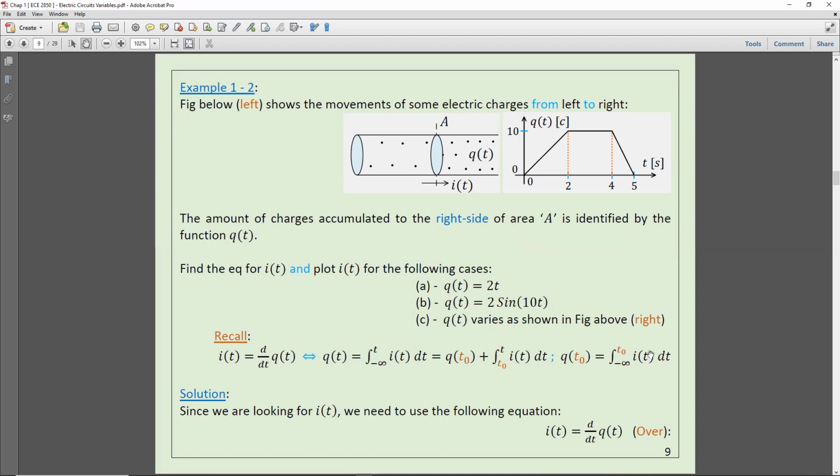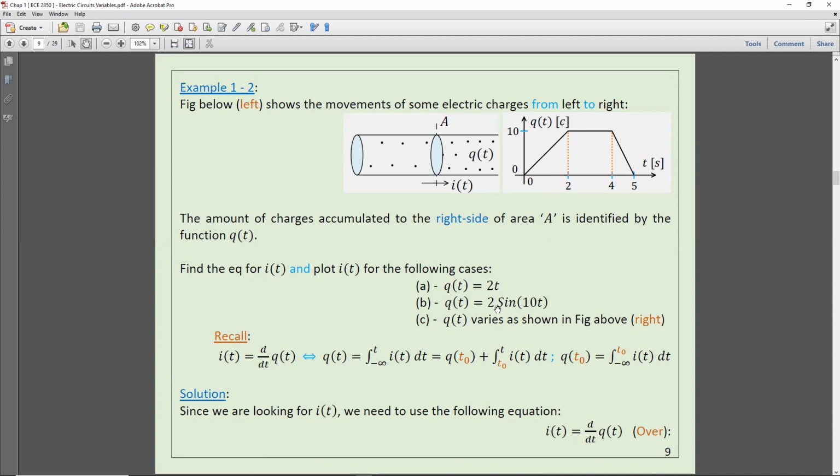See another example here. In this example, I give you Q as a function of T. I give you 3 cases. The first case is when Q of T is equal to T. This is a Q function of time. Then I give you Q of T equal to 2 sine 10T. And then I give you Q of T like this figure. This is the third case. So we have 3 cases here.